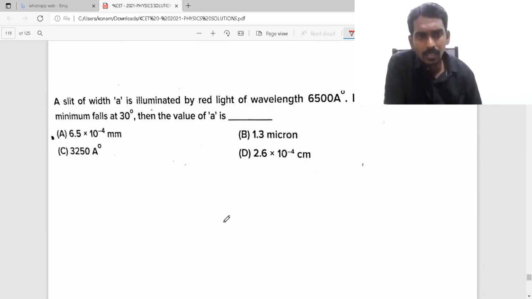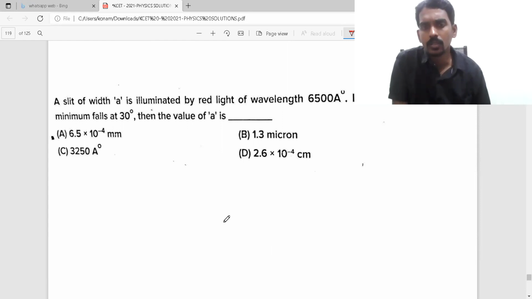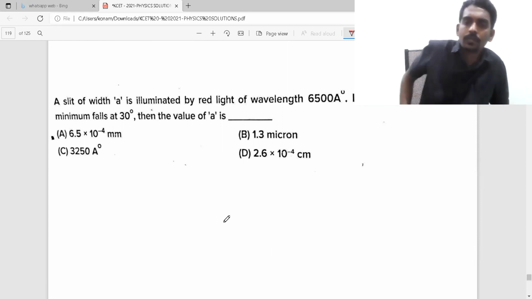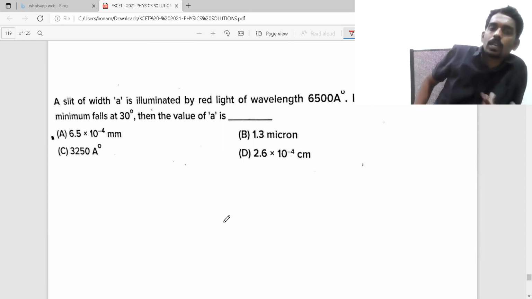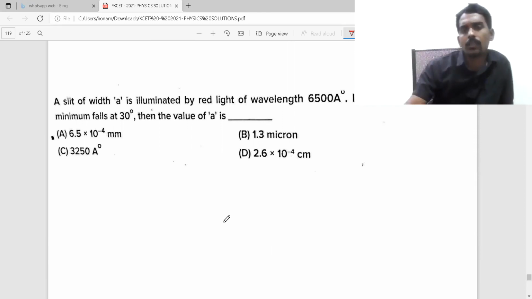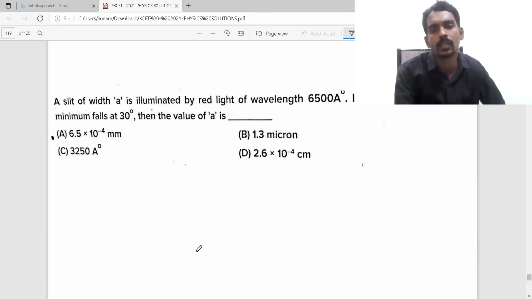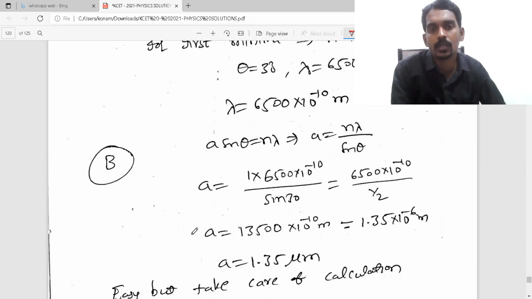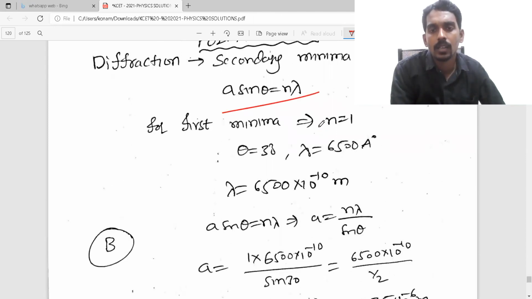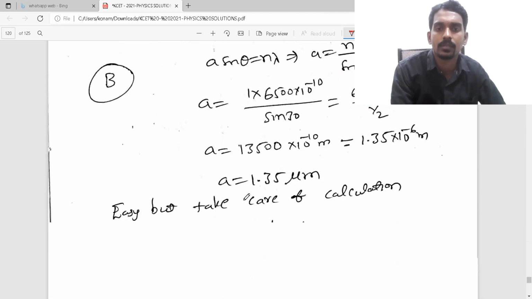Now here is a direct condition, a simple question. The minimum condition in case of diffraction is a sin theta equal to n lambda. They are asking for a value, lambda is given, theta is given, a direct question. Just substitute in this formula. First minimum means n equal to 1, then you will get the answer.